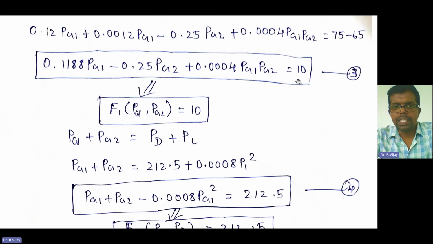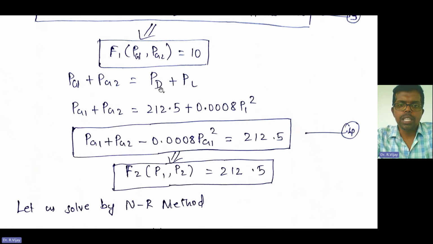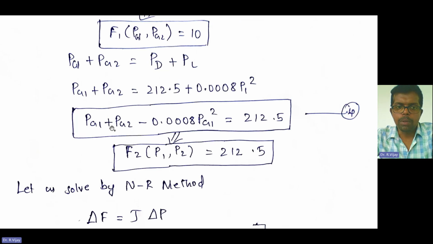So take this as equation number 3. This is the function F1 of Pg1 comma Pg2, that is equal to 10. Now Pg1 plus Pg2 is equal to Pd plus PL. So Pg1 plus Pg2 is equal to Pd, what is given in the problem, that is 212.5. PL also we previously calculated, this is 0.0008 Pg1 square. Further simplification, you will get Pg1 plus Pg2 minus 0.0008 Pg1 square is equal to 212.5. That is a function of Pg1 and Pg2, that is F2 of Pg1 comma Pg2.